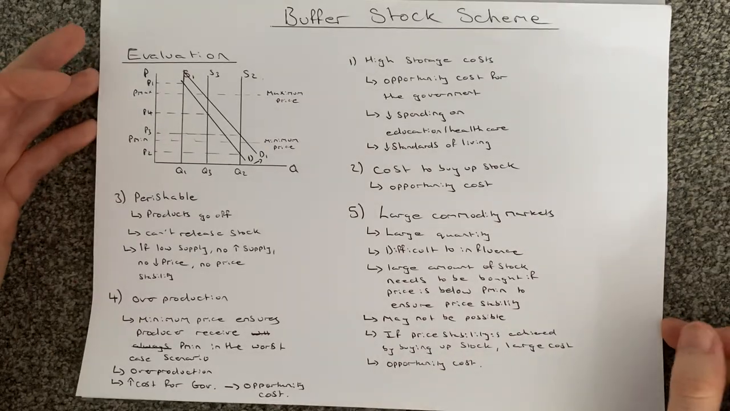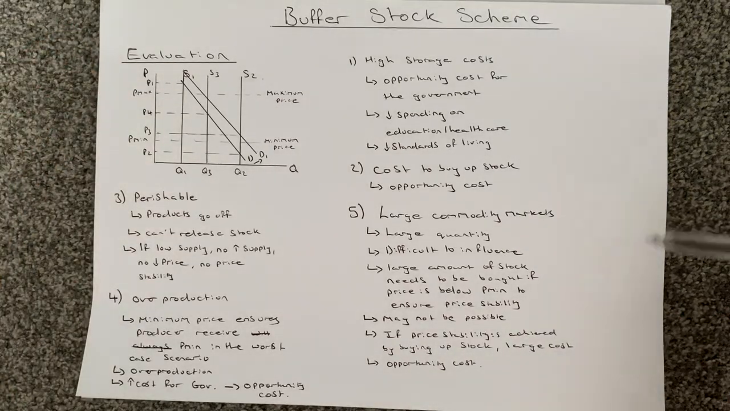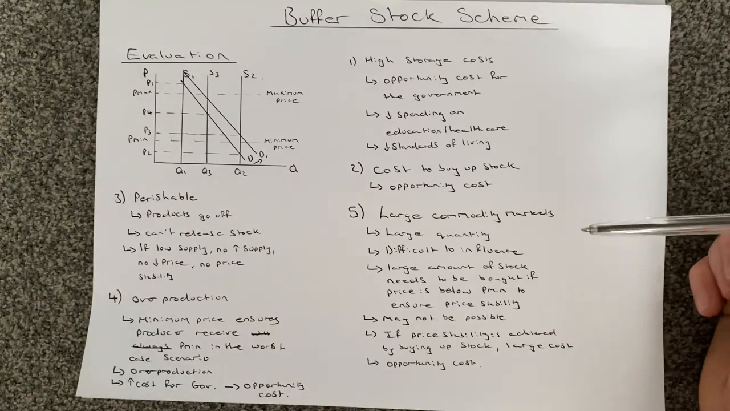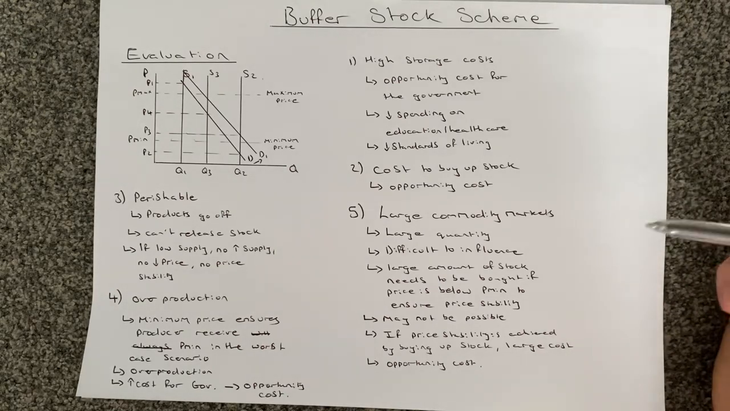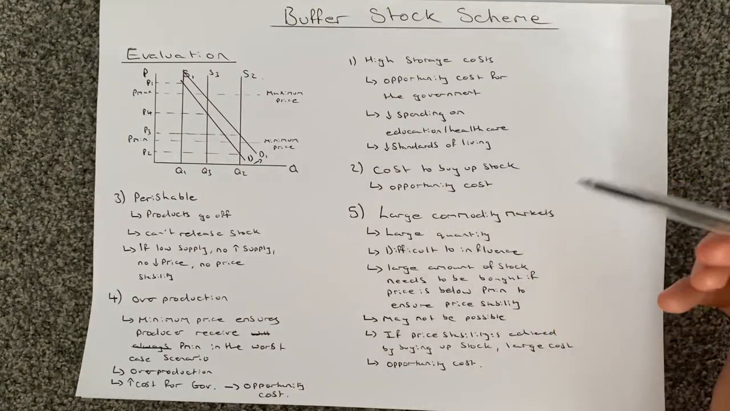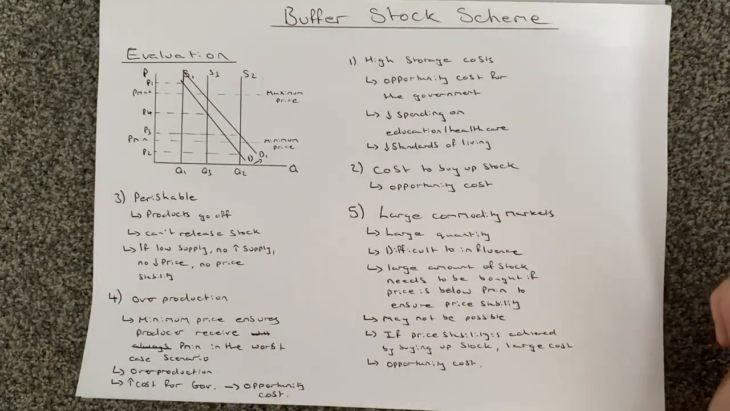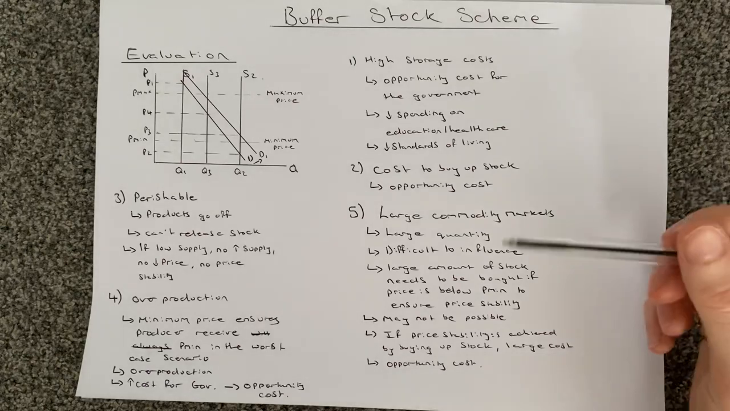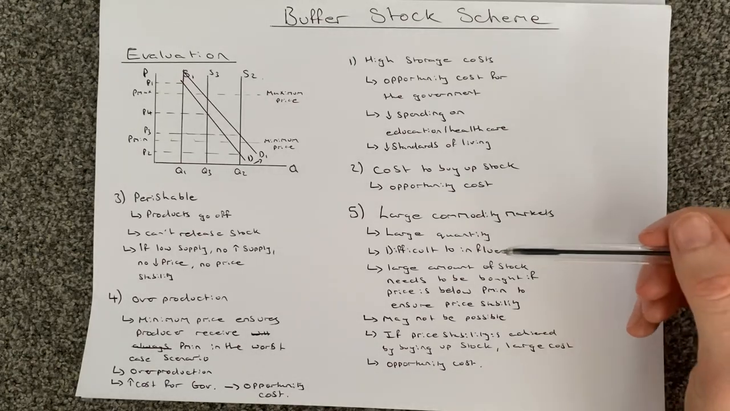Okay, so let me just recap that point that we've talked about here. So there's a large commodity markets. Buffer stock schemes are used on commodities, and these commodity markets are vast. What we mean by that is obviously there's a large quantity being produced of these commodities, and therefore as a result it's difficult to influence them.